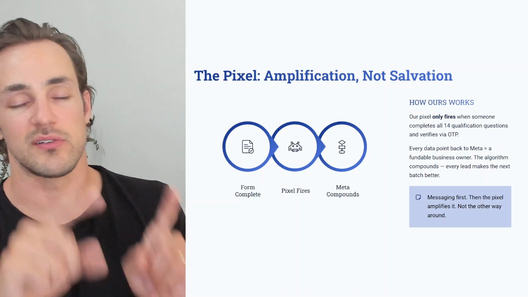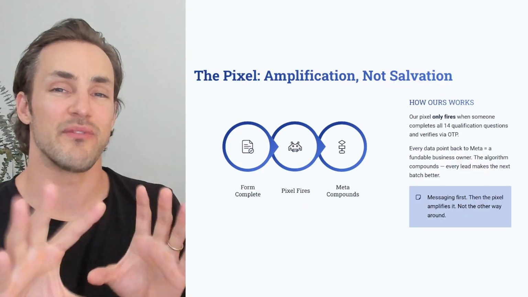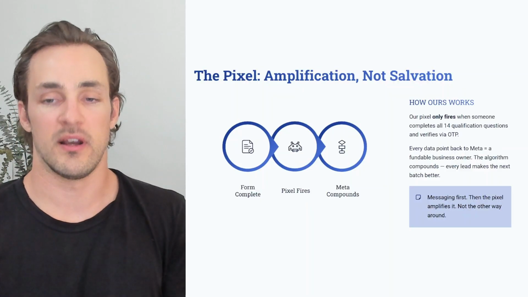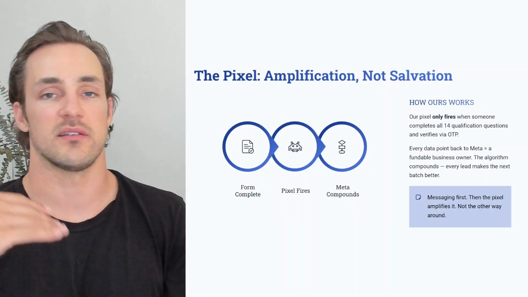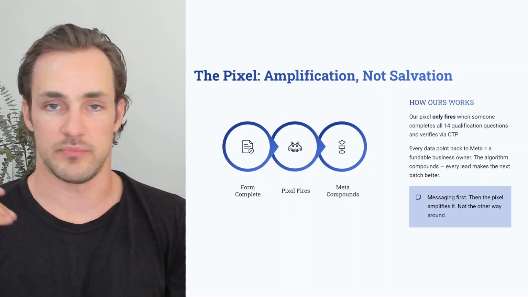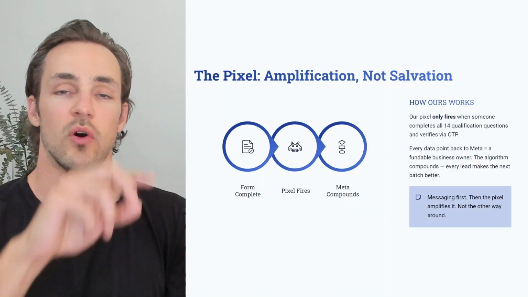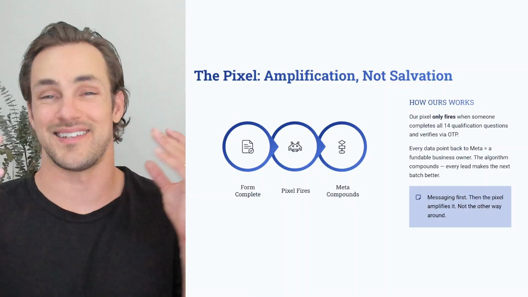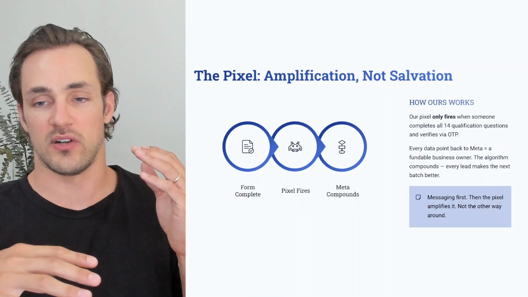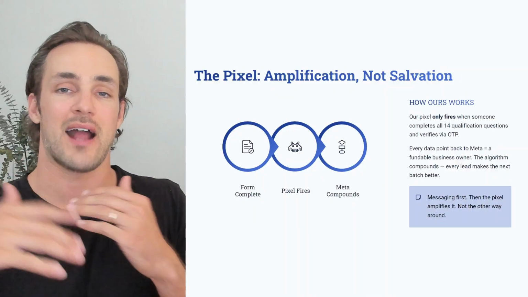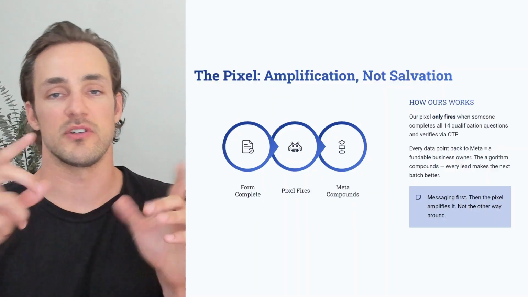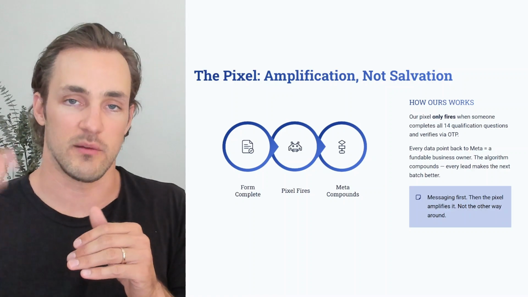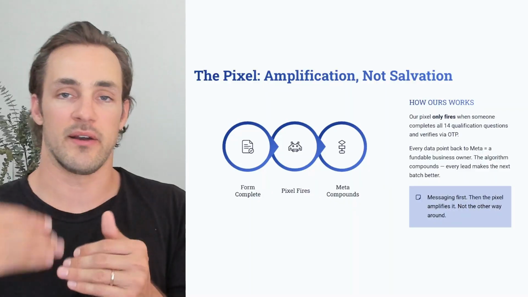So our pixel is exclusively trained on qualified borrowers, and every single data point that goes back to Meta is a true fundable business owner, not a tire kicker, not somebody who doesn't have revenue or has bad credit. Over time, Meta gets smarter and smarter and starts to really understand exactly who we want and starts to find more people exactly like those high quality borrowers who've made it through in the first place. That's a compounding advantage. Every lead that comes through makes our next batch better and better.